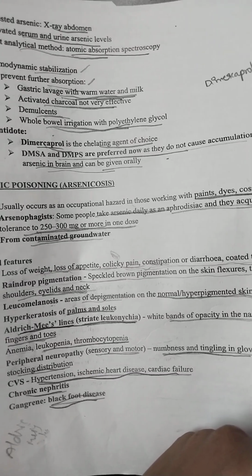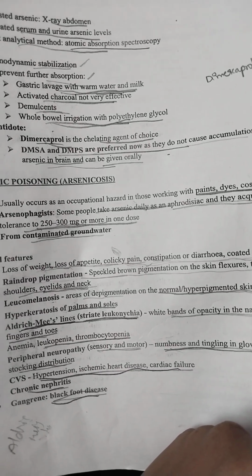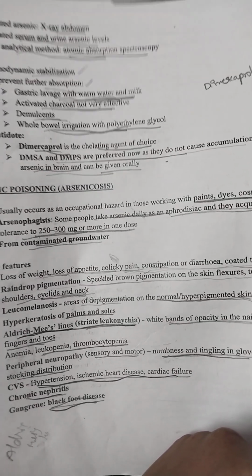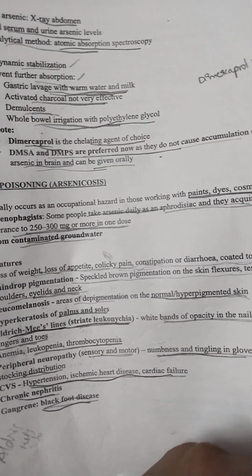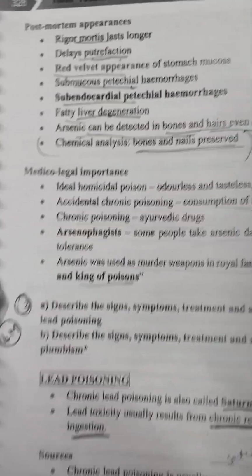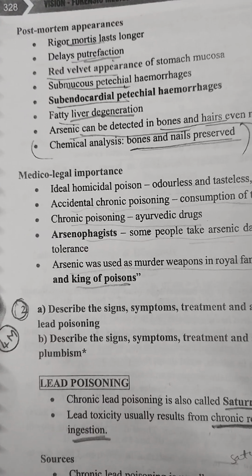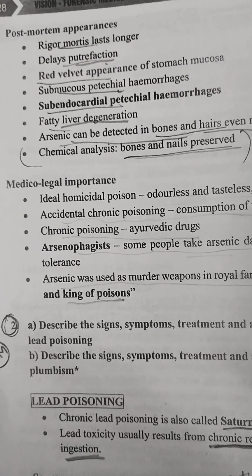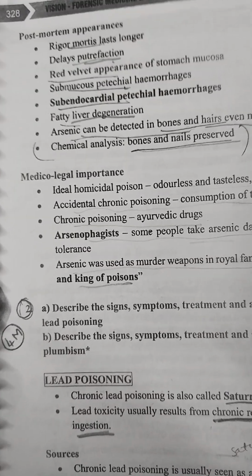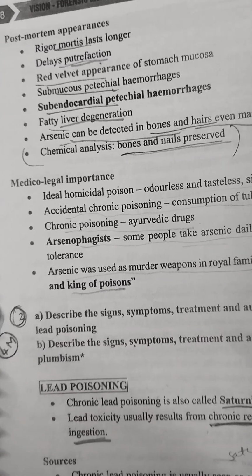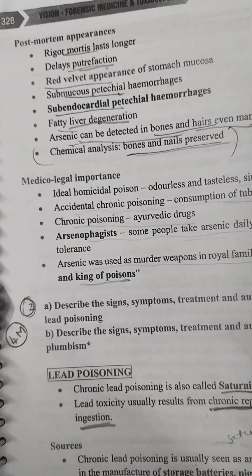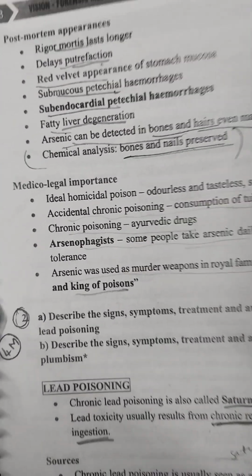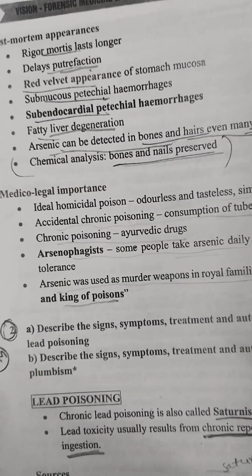And serious manifestations: hypertension, ischemic heart disease, cardiac failure, renal system involvement, chronic nephritis, even gangrene will be seen, black foot disease will be seen in chronic poisoning. Postmortem examination: rigor mortis lasts longer, it delays putrefaction, red velvety appearance of stomach mucosa, submucous petechial hemorrhages will be seen, subendocardial petechial hemorrhages means heart involvement is also there, fatty liver degeneration.